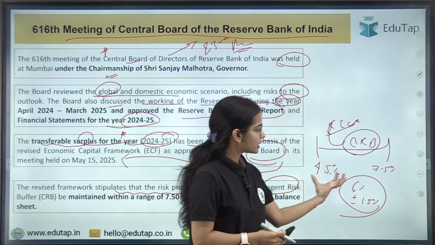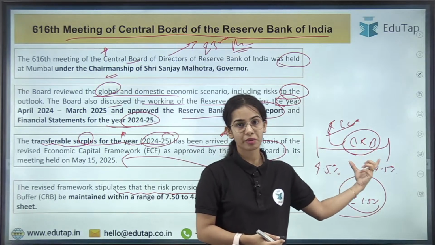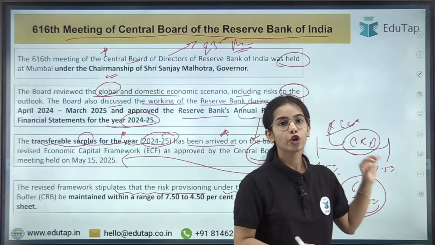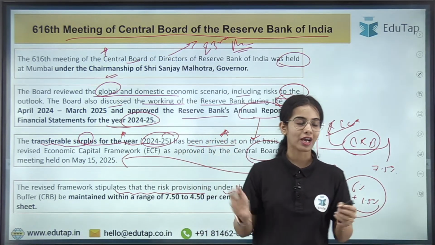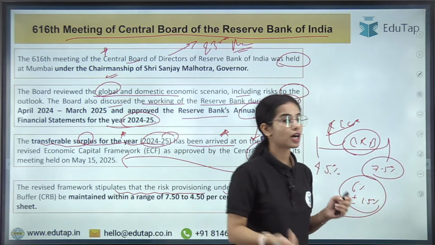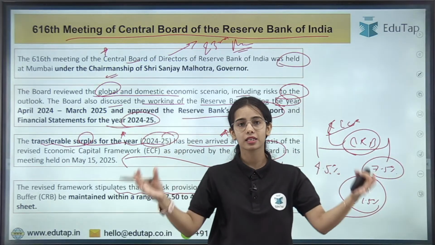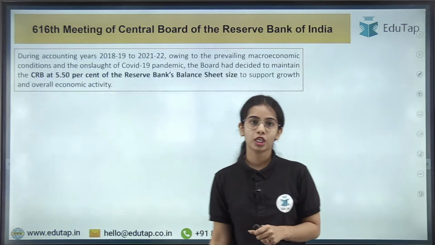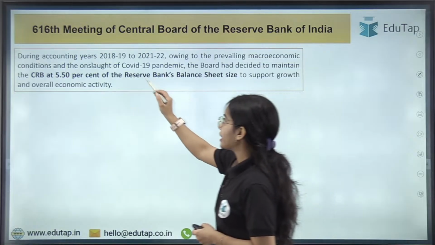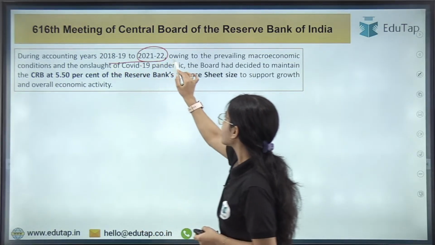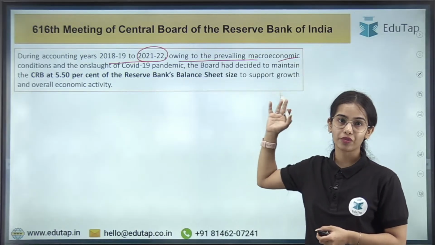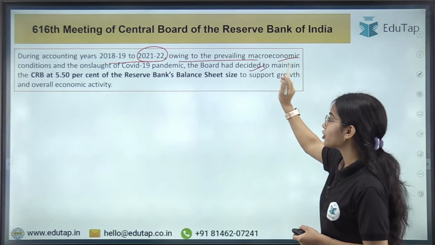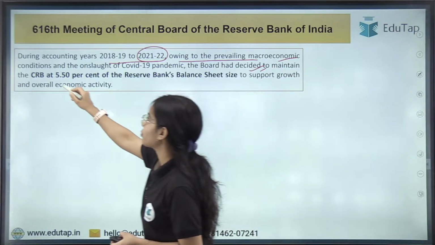Okay. So now within this range, the contingent risk buffer has to be maintained, and the RBI has decided to maintain the contingent risk buffer for the financial year 2024-25 at 7.5%. That is, the RBI has decided to maintain the highest ever buffer. During the accounting years 2018-19 to 2021-22, owing to the prevailing macroeconomic conditions and the onslaught of the COVID-19 pandemic, the board decided to maintain buffers of 5.5%.